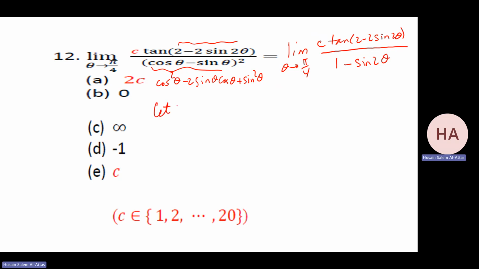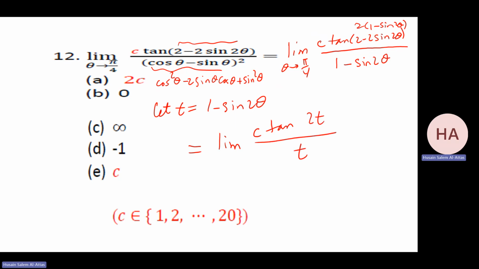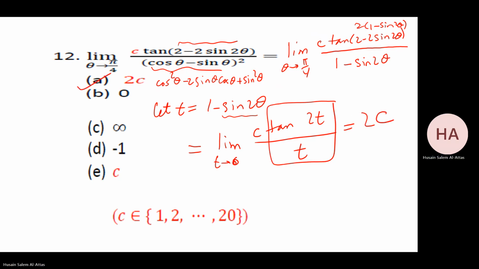So I let t equal 1 minus sine 2 theta. We have what? This limit will be the limit of 2 for 1 minus sine 2 theta, so it will be tan 2t over t. Now if theta goes to pi over 4, I have sine pi over 2, which is 1, minus 1, so t goes to 0, which we know. This is 2, so the answer is 2, which is this.